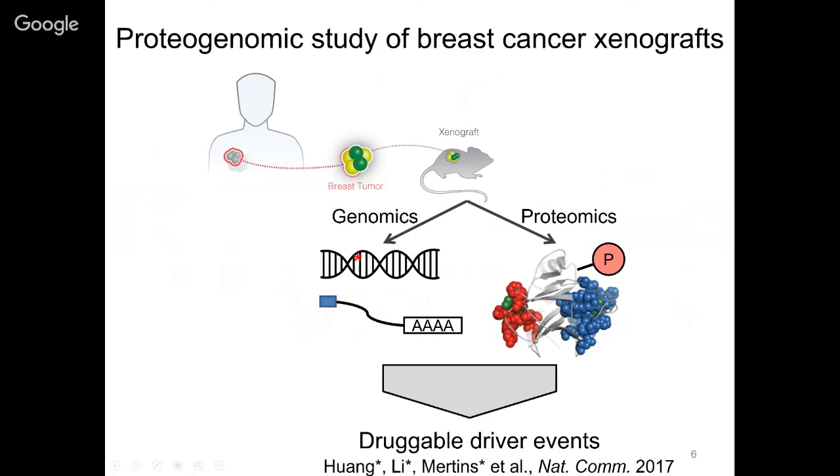Once you have this data, you can use computational approaches to find out the best druggable driver events. When you have the druggable driver events, you can design potential therapeutic options. The great thing about having these personalized tumor models is that you can first test that treatment option on the mice before you decide that drug is best for a specific patient, as well as patients having that specific genomic and proteomic driver profile. And that's essentially what we did here.